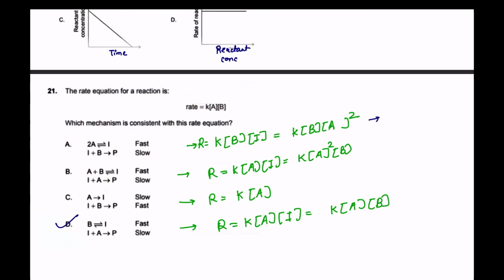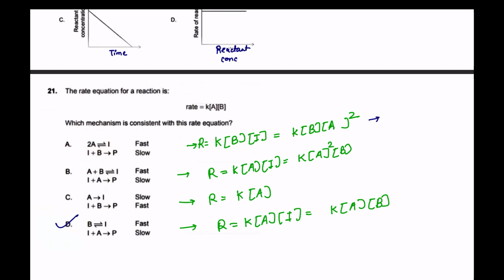Now in question 21, there is a rate equation given, that is rate = k[A][B]. And we have to find out which mechanism is consistent with this rate equation. To solve this, we have to write the rate equation for the slow reaction, and then the intermediate I has to be replaced with A. This is a reversible reaction, so we can write the Kc. So we would be replacing the intermediate with the concentration of A.